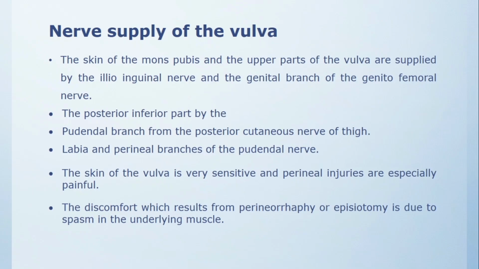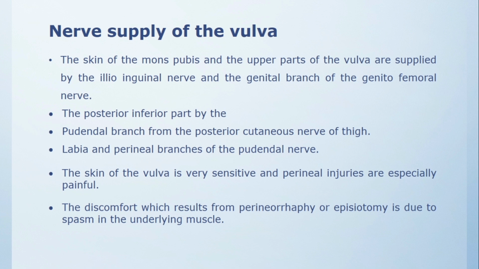So the skin of the vulva is very sensitive, and perineal injuries are especially painful because of these 4 different types of nerves. The discomfort which results from the perineorrhaphy or episiotomy is due to spasm in the underlying muscles. I repeat that the nerve supplies of the external vulva are from the ilioinguinal nerve, the genital branch of the genitofemoral nerve, the pudendal branch from the posterior cutaneous nerve of thigh, and then the labial and perineal nerves from the pudendal nerve.